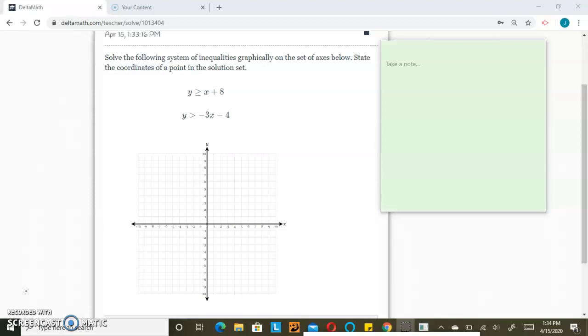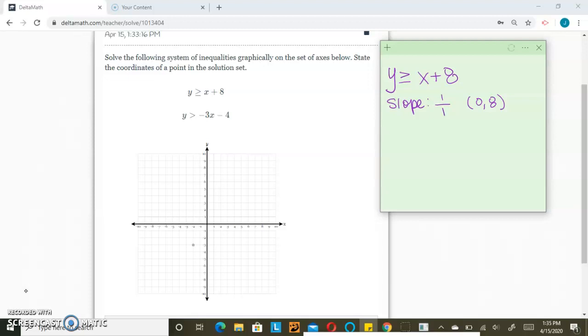I'm going to treat them almost like two separate problems in the beginning. So I have y is greater than or equal to x plus 8. The nice thing is it's already in slope-intercept form. When I look at my inequality, I know that the slope is the coefficient of my x term, so my slope is going to be 1 over 1. And my y-intercept is the number without the x, so that is the point 0, 8.